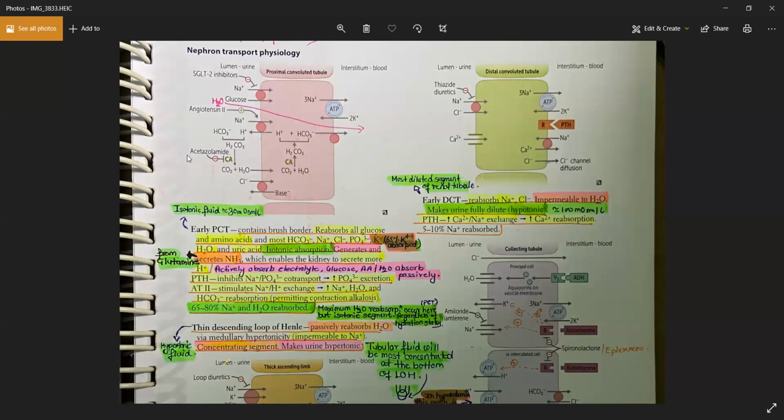Acetazolamides are the inhibitors of carbonic anhydrase. They will prevent the formation of water and CO2 from this carbonic acid, and as a result, all of this will be lost in the urine. You will have a loss of bicarbonate because of that, and that will make the urine basic. It will increase the pH of the urine.